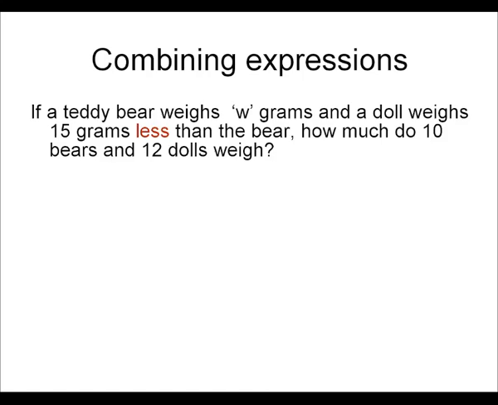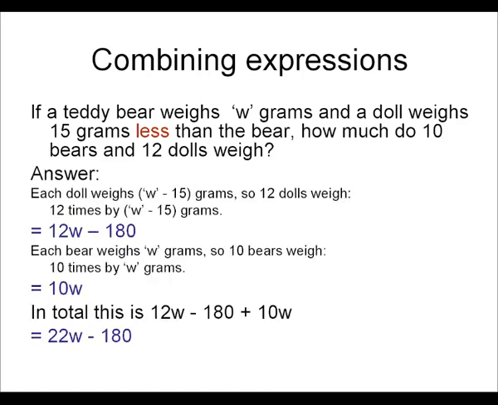We're combining two expressions, one with teddy bears and one with dolls. We know that each doll weighed W minus 15, so 12 dolls weighed 12W minus 180. Each bear weighed W, so the 10 bears weighed 10W. Then we have to add these two expressions together. And you've looked at adding expressions together before, and we know that when we're using the same variable, meaning the same thing, we can add them together. So we've got 10W plus 12W gives us 22W. We also have a subtraction of 180 grams, and our final expression is 22W minus 180.